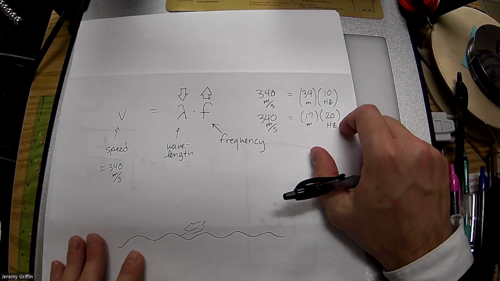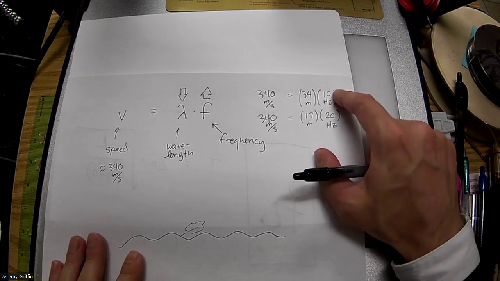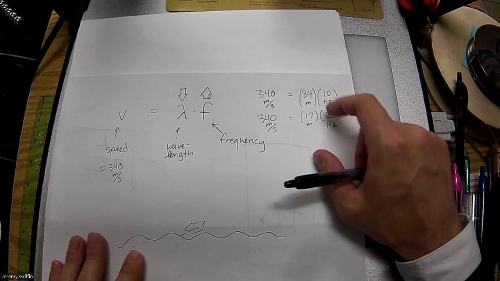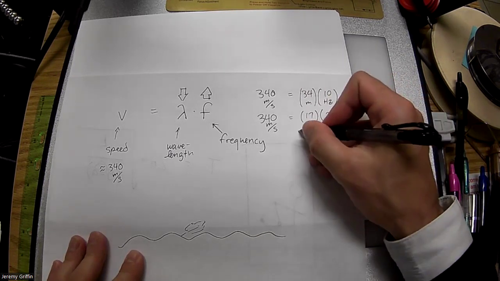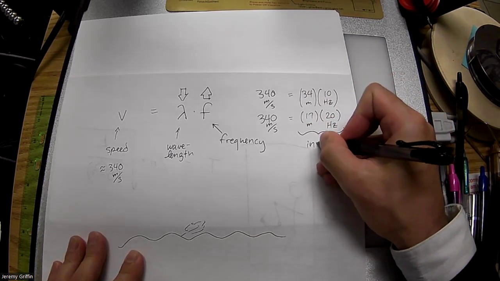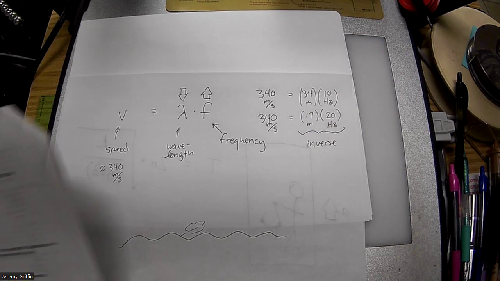So let's see, how's this worded? Higher frequency. You guys see, I just doubled the frequency, and I'm getting therefore half the wavelength. There's an inverse relationship between these two right here. One increases, the other decreases. You guys got that?